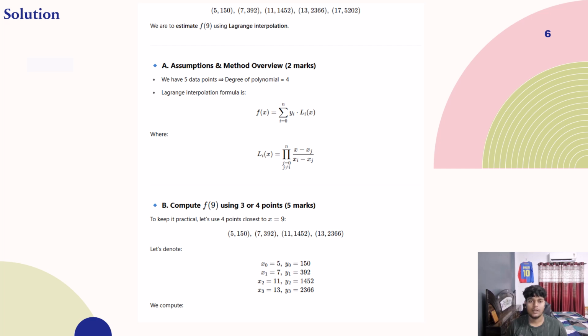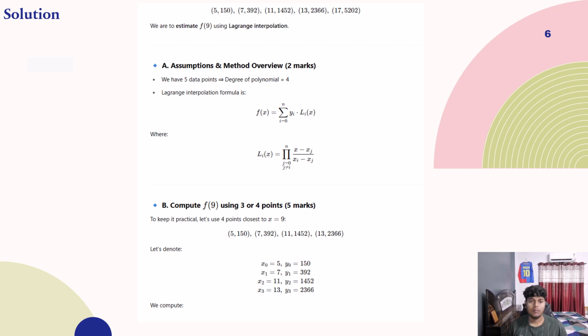Coming to part A, assumption and polynomial degree. Lagrange interpolation constructs a polynomial that passes through all the given points. With 5 points, the polynomial is of degree at most 4. We assume the underlying function is smooth enough to be approximated by a polynomial of this degree, and we stop when the polynomial is fully determined by the points.